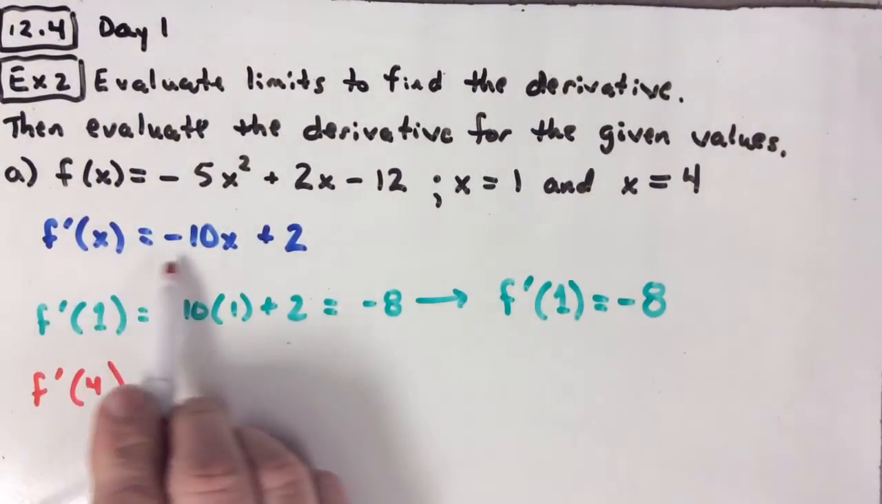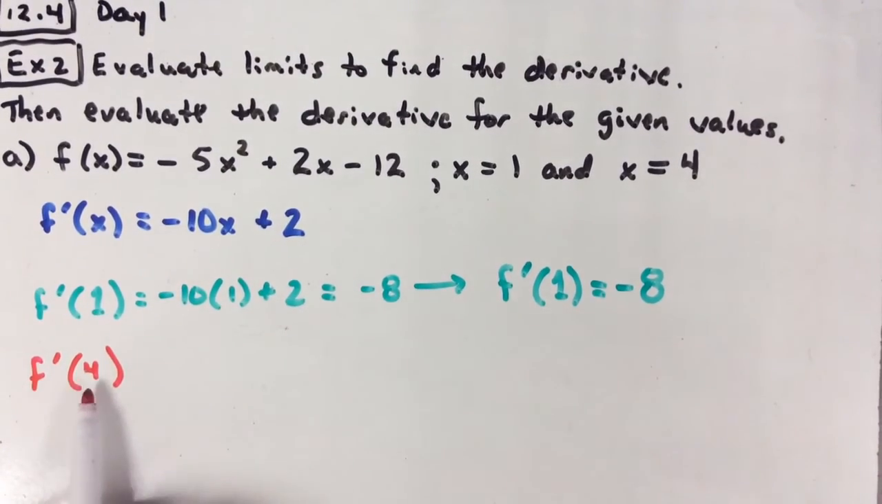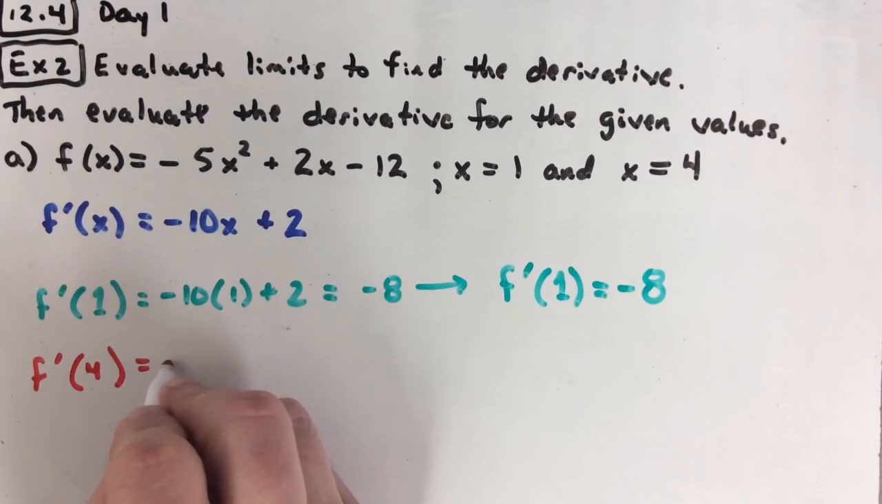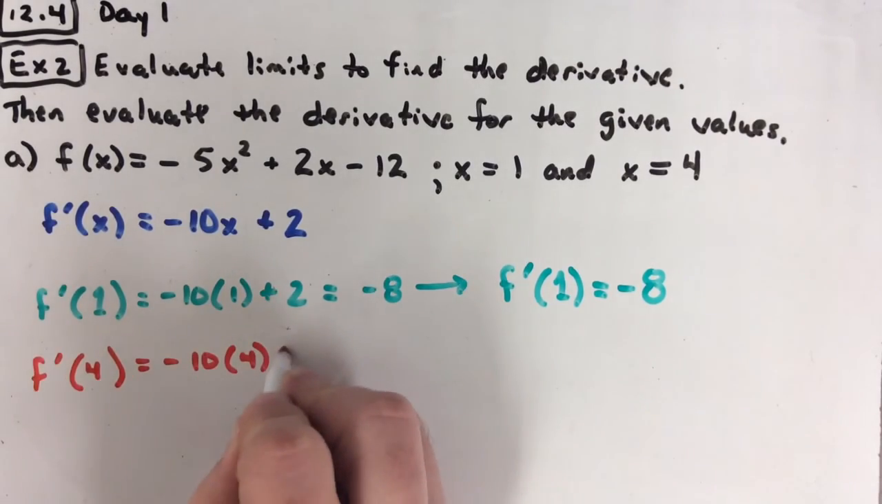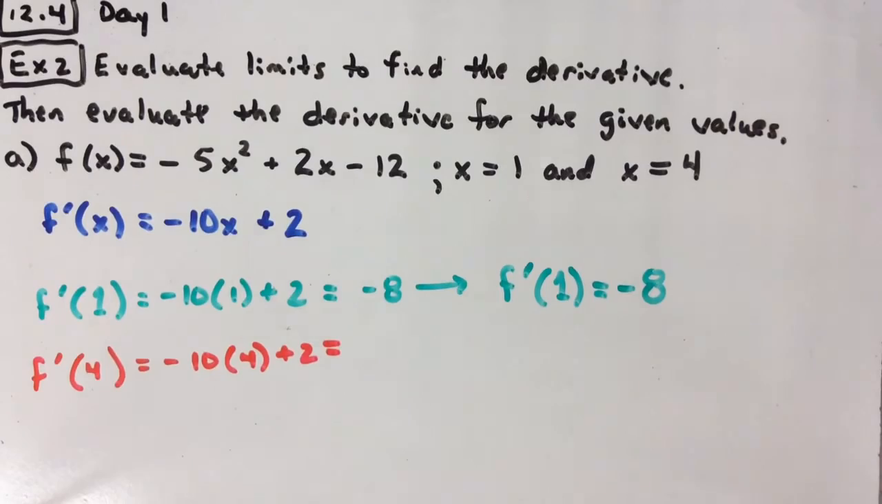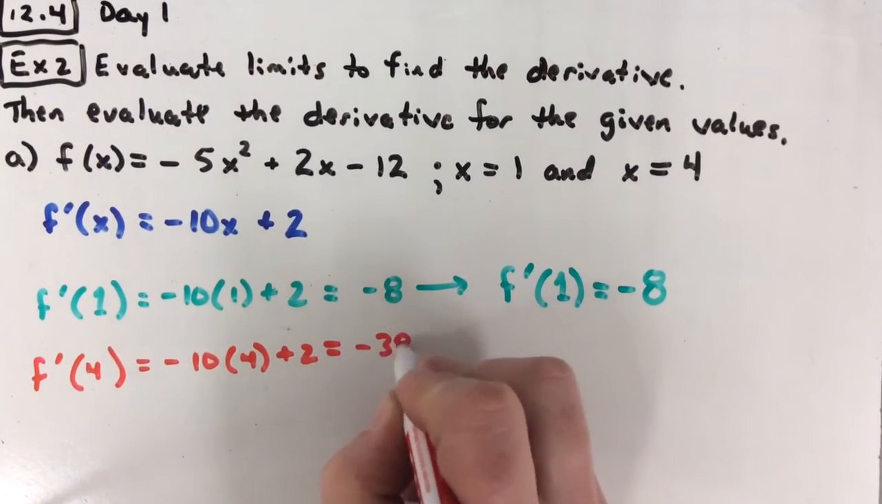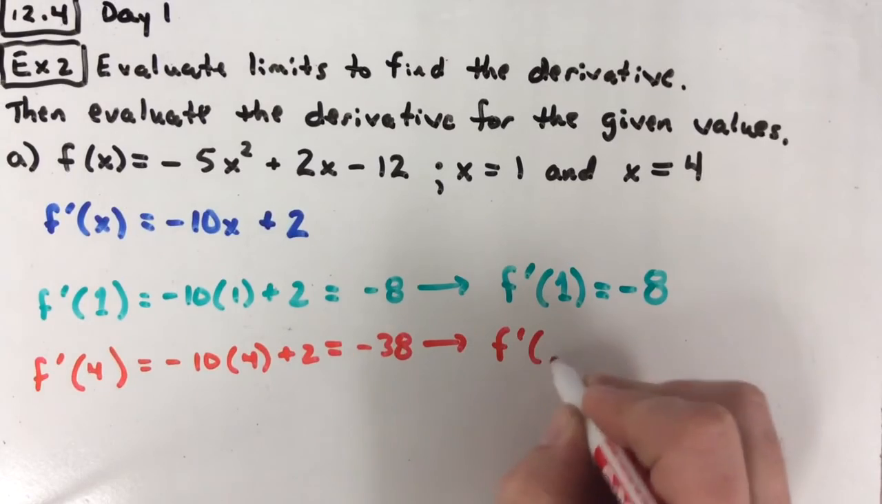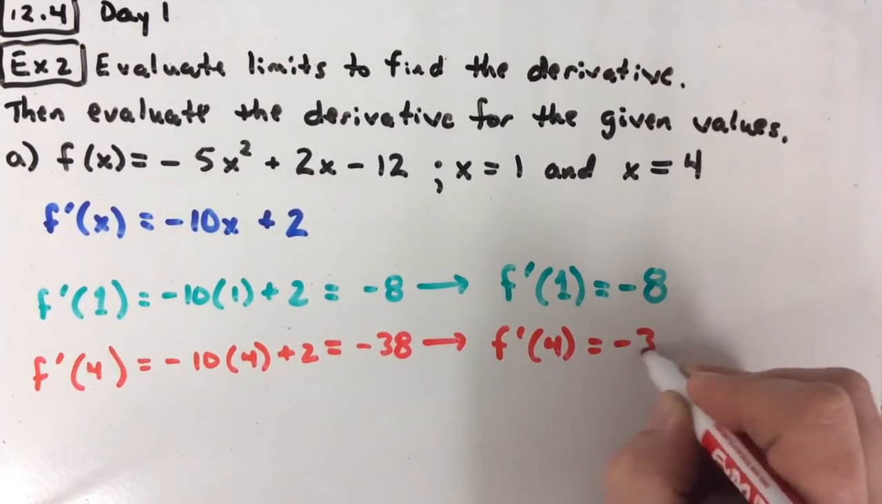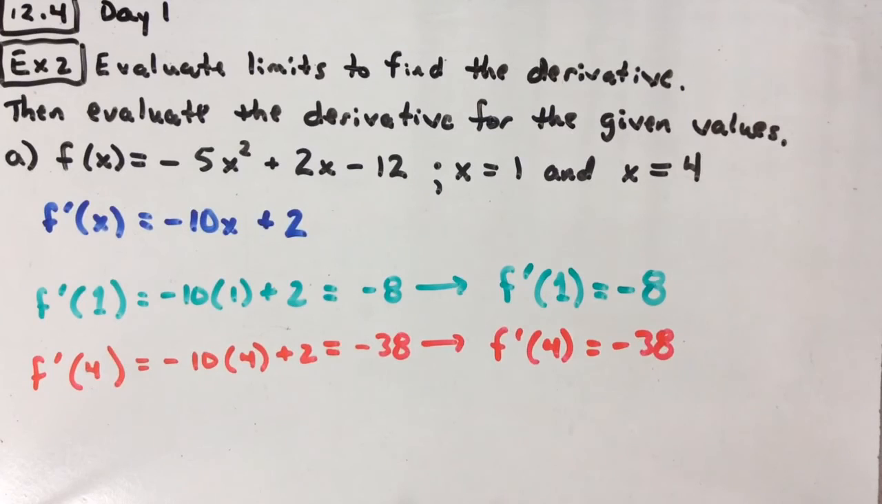I'm also supposed to see what happens when we plug in 4. So now I'm going to take our general formula that I have here in blue, and I'm going to plug in 4 for all of those x's. That's going to be negative 10 times 4 plus 2. Negative 10 times 4 is negative 40, plus 2 is negative 38. So f prime of 4 is equal to a negative 38. Or if I say it another way, the derivative when x is equal to 4 is negative 38. Or if I say it more like section 12.3, the slope of the tangent line for our function at x is equal to 4 is negative 38.